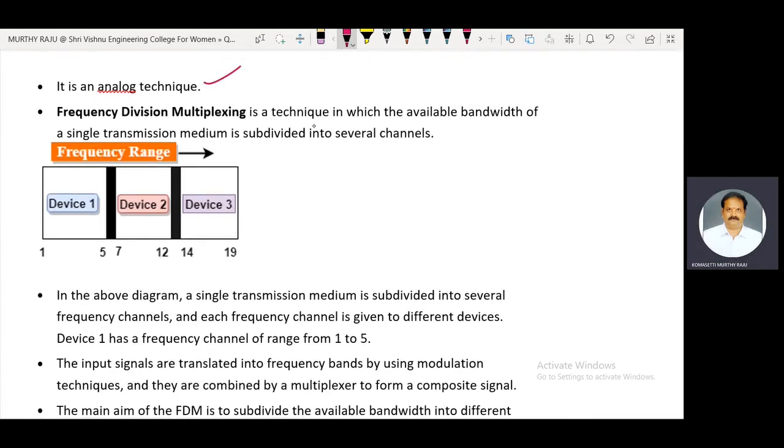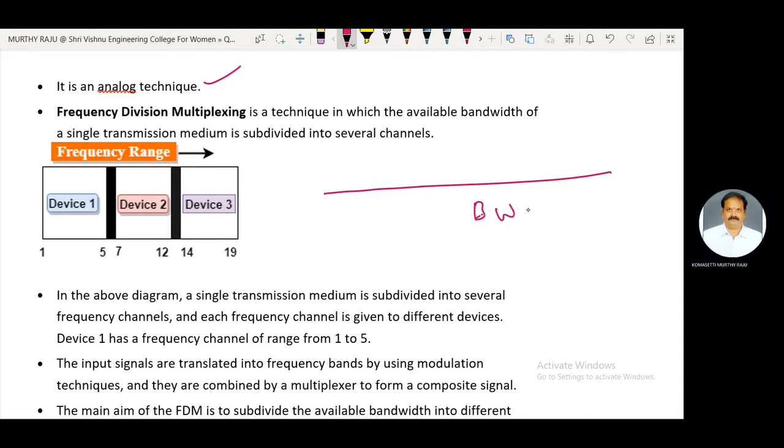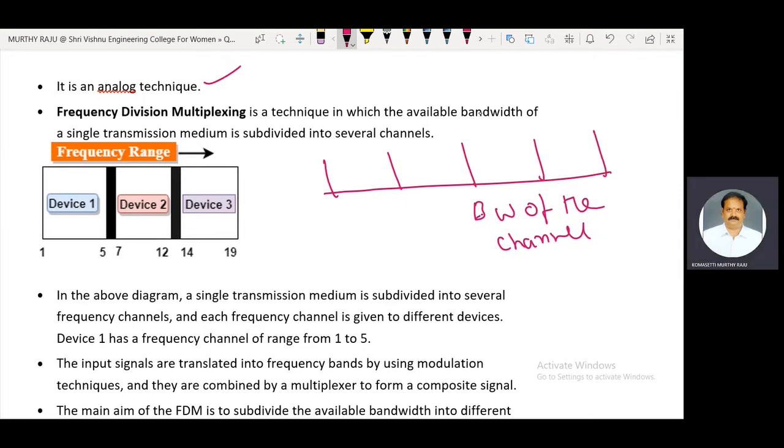Frequency division multiplexing is a technique in which the available bandwidth of the signal transmission media is divided into several channels. This is the bandwidth of the channel, and it is divided into several channels like that. This is channel 1, this is channel 2, channel 3, and so on and so forth, and this is channel N.